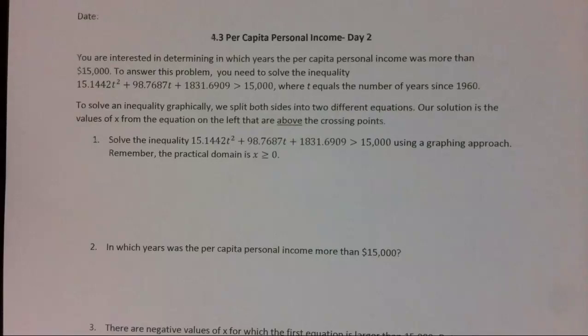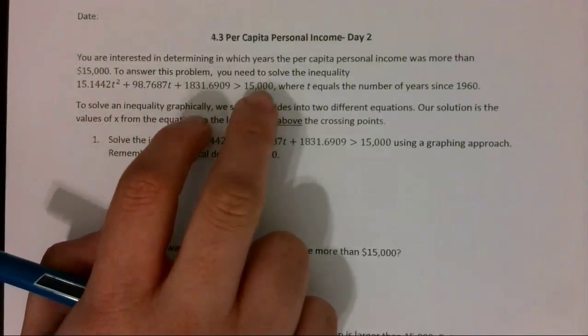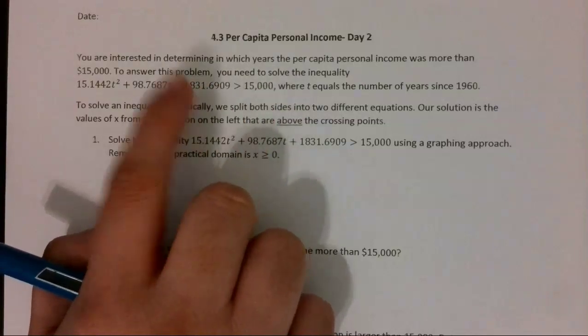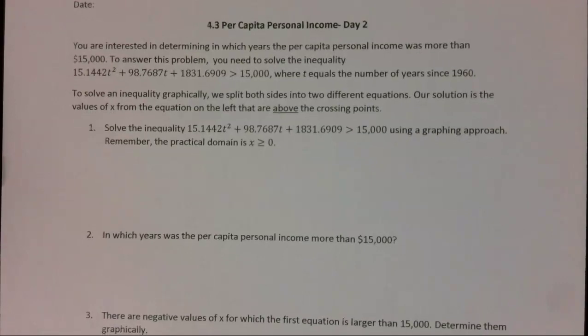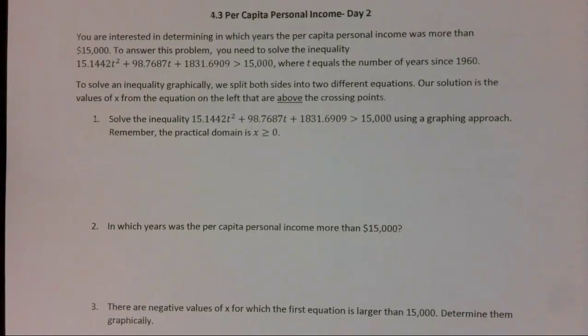Alright, so for day 2, we are looking at quadratic inequalities. In this problem scenario, we only care about the years where people made more than $15,000 on average. So kind of like setting up the equation, we write it, and then we write the value we care about on the other side. Remember, greater than means more, so we're looking at the years that it was more than that.